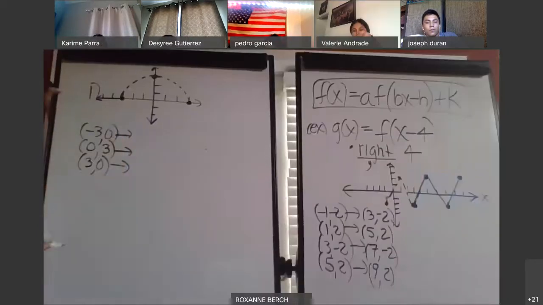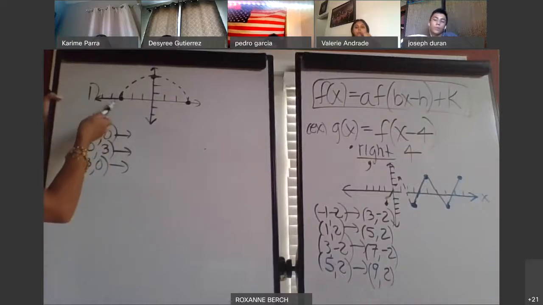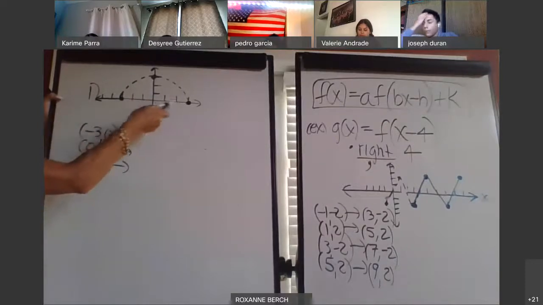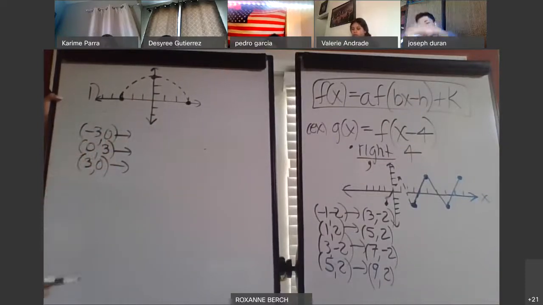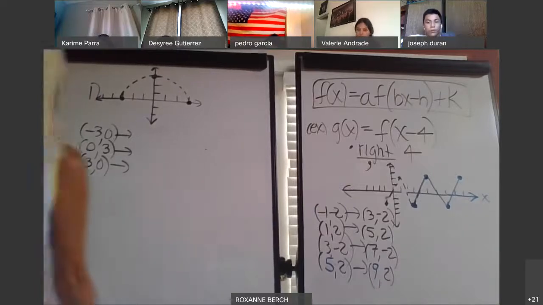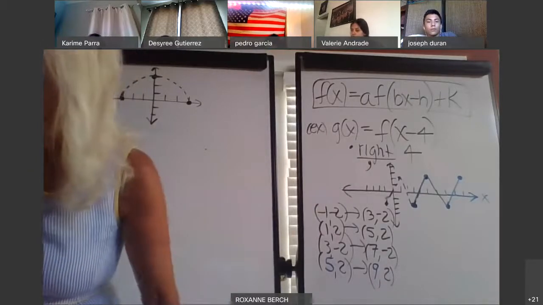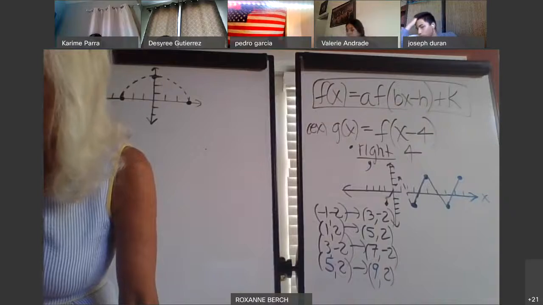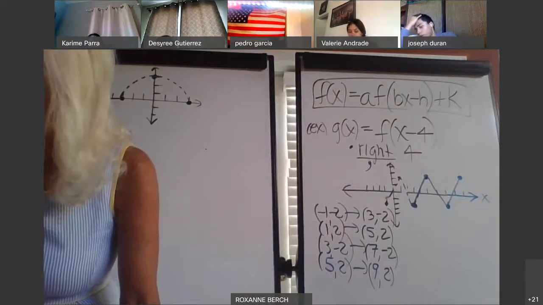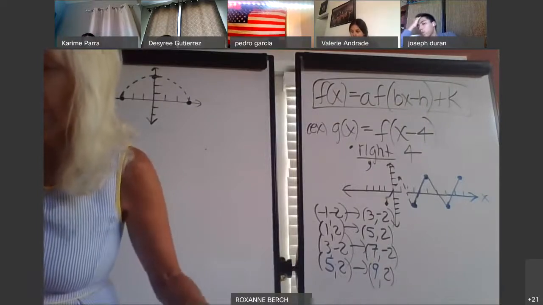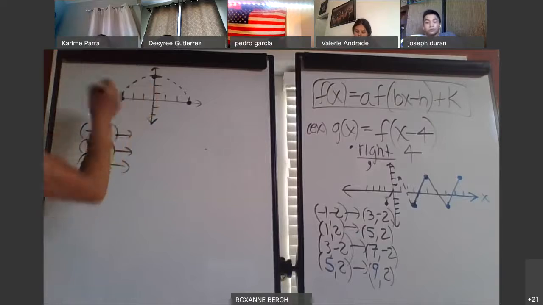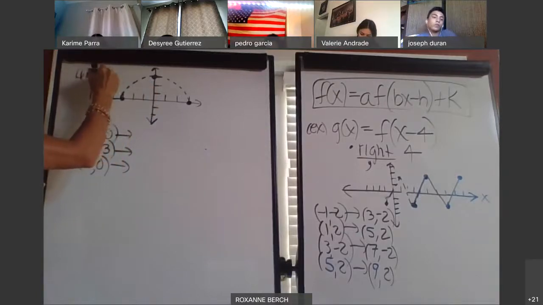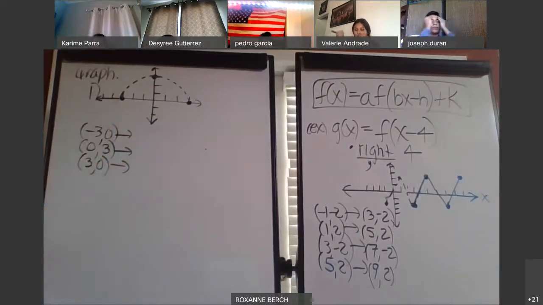So this is how I want you to read them. This is left 3, 0, 0 up 3, and right 3, 0 as ordered pairs. All right. Now, notice that they don't even tell you to graph. Look what they say. They say, write g of x in terms of f after performing the given transformation of the graph. It doesn't tell you to graph. You are graphing, though. It should say graph g of x. So we are graphing here.